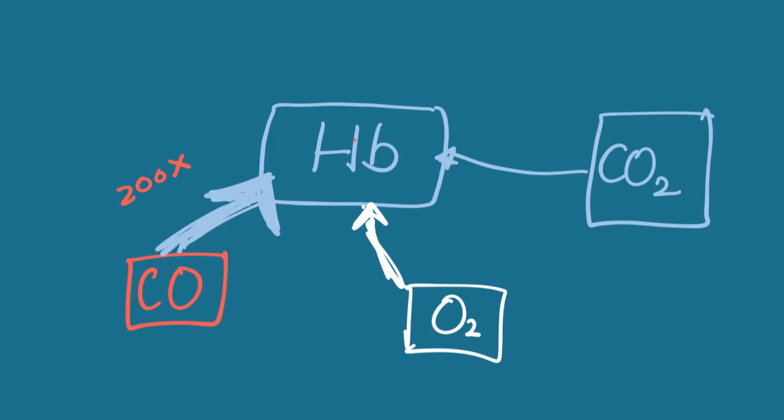As a result, you can die of carbon monoxide poisoning, which is why we have carbon monoxide sensors in our apartments, because if carbon monoxide finds hemoglobin, there is no hope. Oxygen can no longer bind to hemoglobin and death can result.